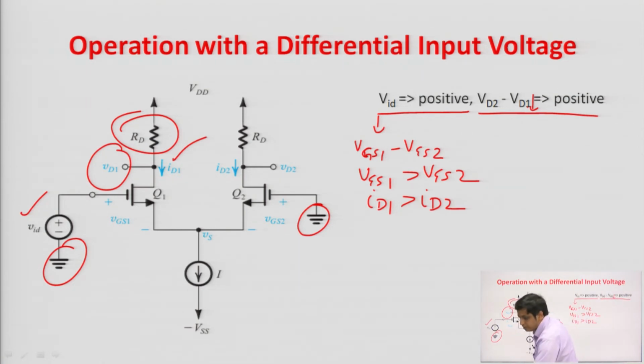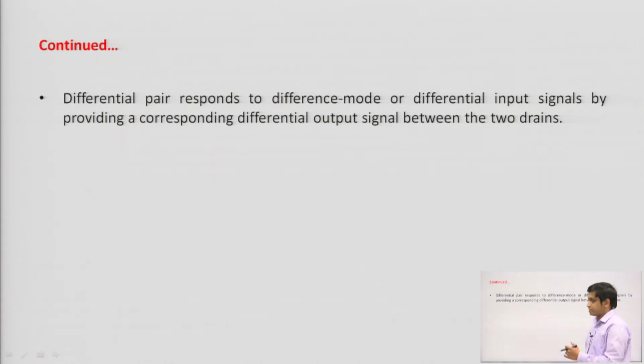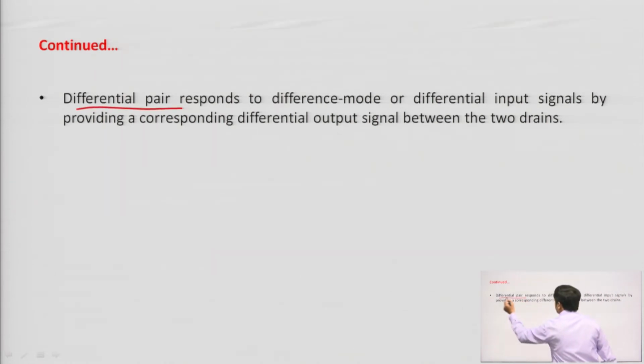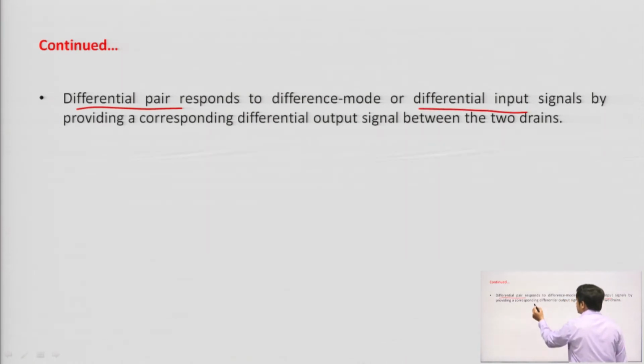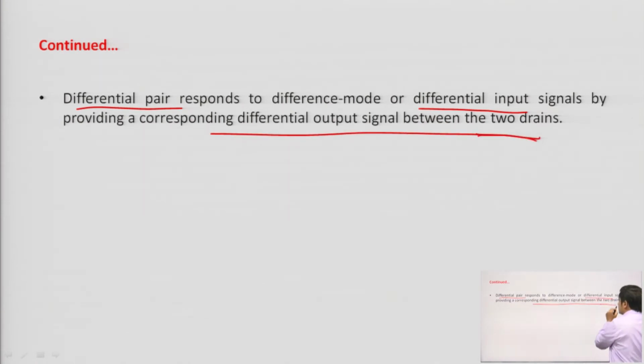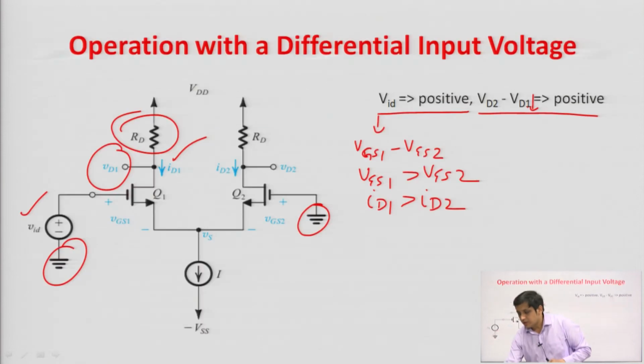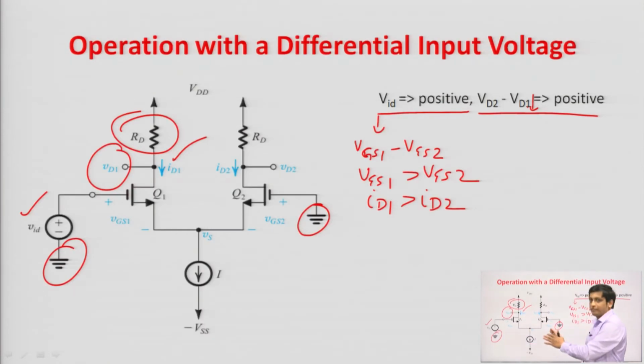Now, see, what is the conclusion from this? The conclusion is this differential pair responds to the difference mode or differential input signals by providing a corresponding differential output signal between the two drains, right. So, what does it mean? It means that basically in this differential amplifier, we are applying the input signal at the gate of Q1 and Q2, and basically we are taking the differential output. We can take the single ended output also, we will see it in further classes, right. So, this is your differential output structure, fine.